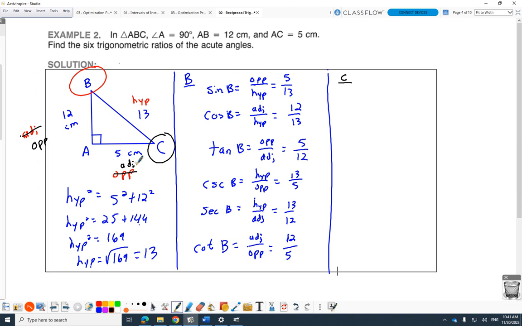the sides. So then when I do sine of C, now opposite over hypotenuse is 12 over 13. And cosine of C now is 5 over 13.